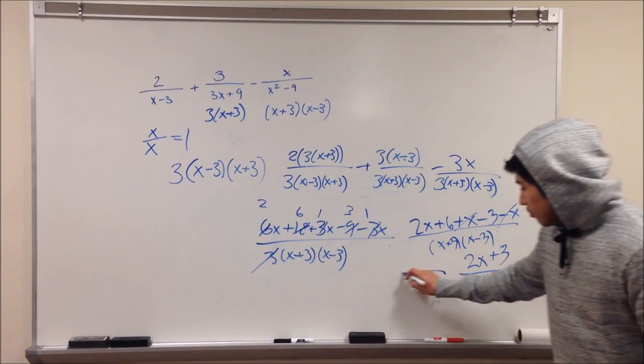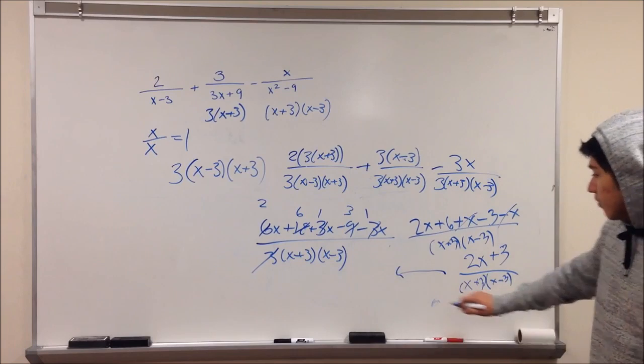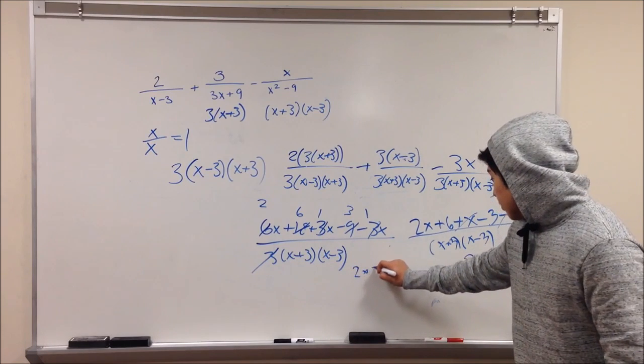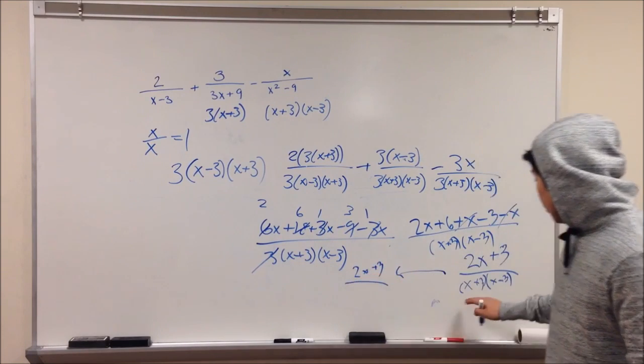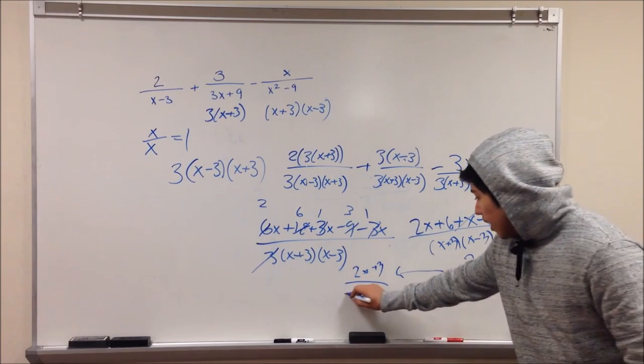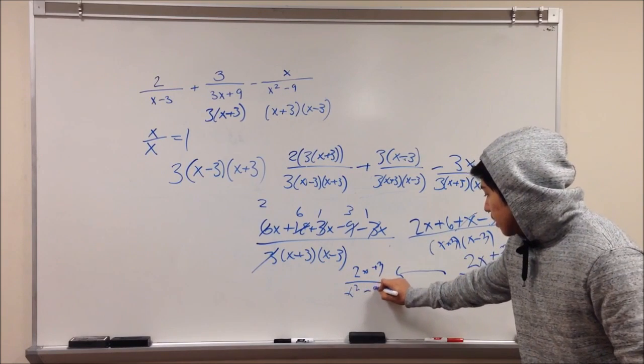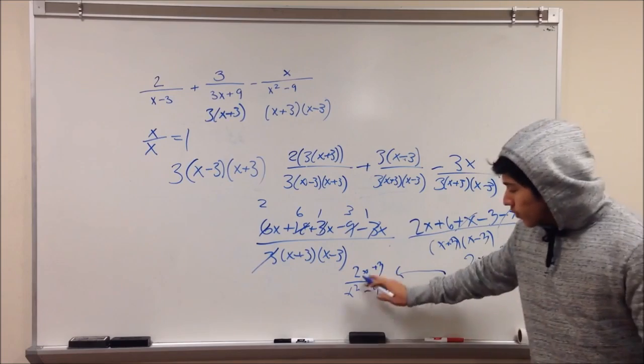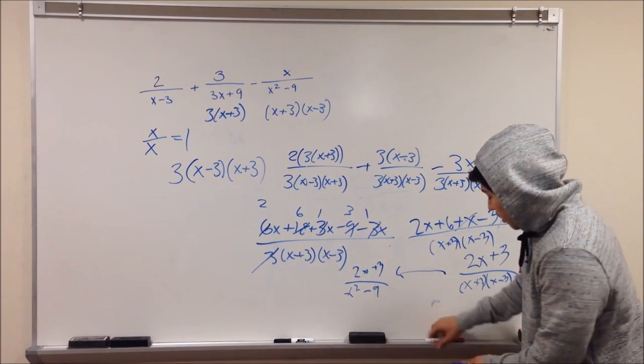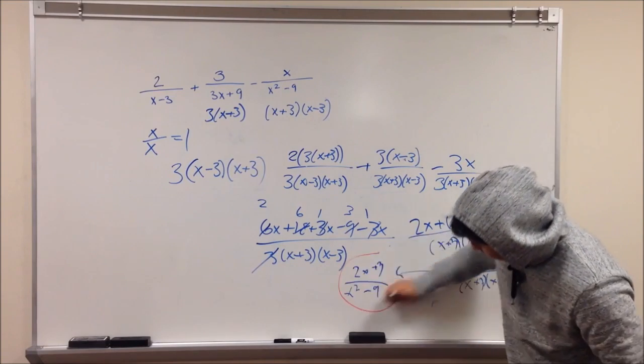Now your final answer would be multiplying the denominators, giving you 2x plus 3 all over, multiplying these together, x squared minus 9. And you can't simplify it any further. So this is now your final answer.